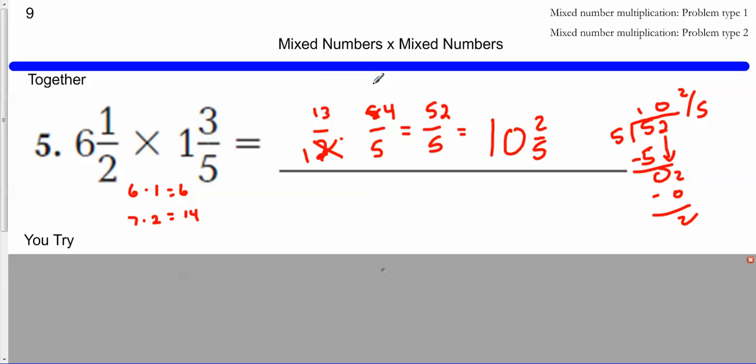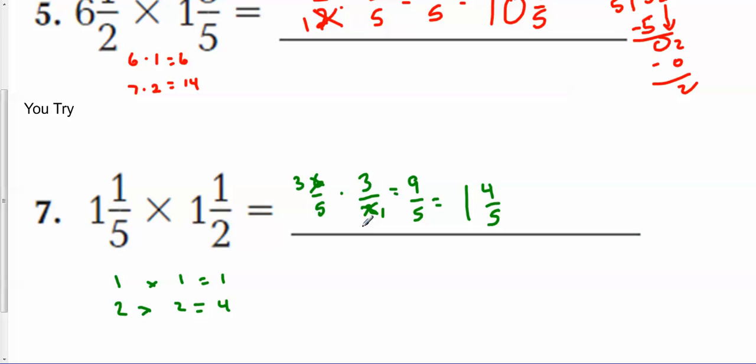All right, so go ahead and give the video a pause, do the U-try, and let's see how you did. So here's what you should have come up with. 1 4/5. So 6/5 times 3/2. I simplified the 2 and the 6, divided by 2, divided by 2. 3 times 3 is 9. 5 times 1 is 5. And I divided and got 1 4/5.